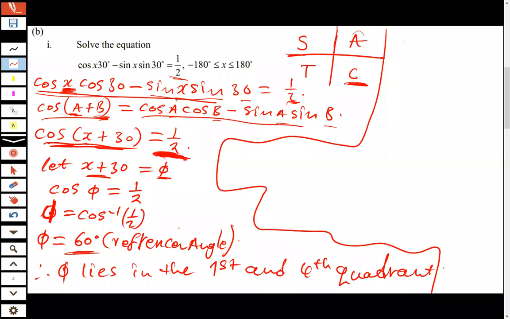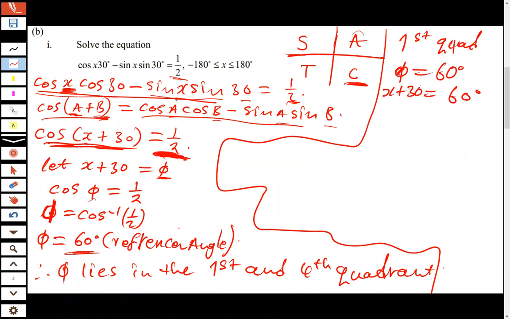So in the first quadrant, we get phi as 60. You just have to get the same angle, which is the reference angle that we found. But remember that phi is x plus 30. So where there is phi, I'm going to put x plus 30. Then this will be equal to 60 degrees. So the value of x will therefore be equal to 60 degrees minus 30 degrees. And x will now become 30 degrees.